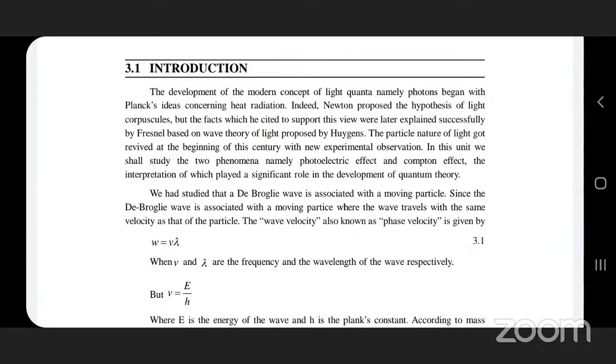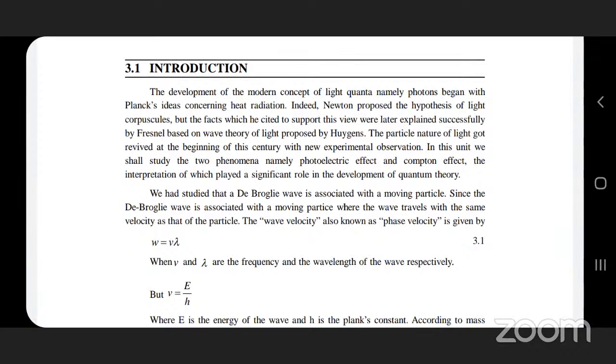So the energy of the photon equals h nu. You can call the quanta a photon, which begins with Planck's idea, concerning heat radiation. Newton proposed the hypothesis of the light corpuscular theory, that light includes particles, so it does not travel as a wave, it travels as particles. That means the energy can be transferred through the particle only. Okay, that is related to Newton's corpuscular theory.